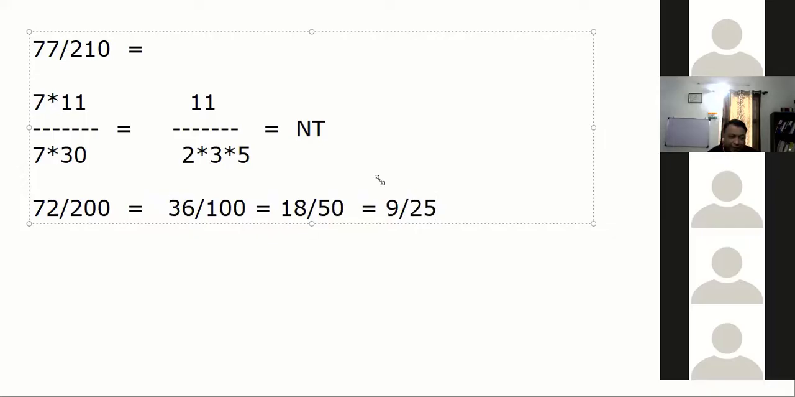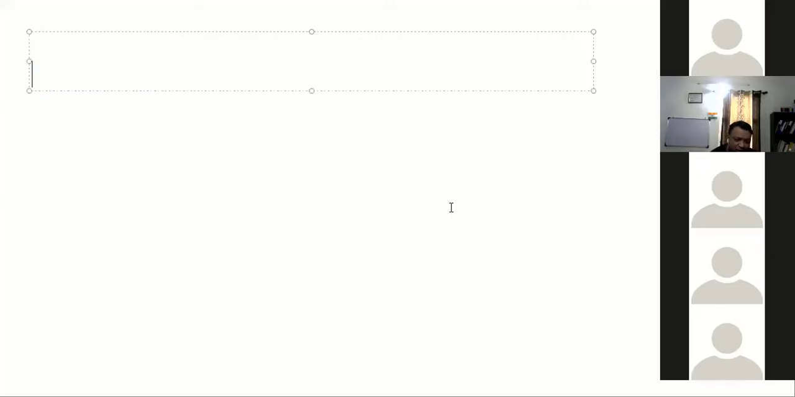We can directly write 0.36. Correct, but I'm explaining this. People should simplify first. 9 by 25. Do you know what is 25? Good. So terminating. Right? Thank you, Iskan. Let's do this, everyone.